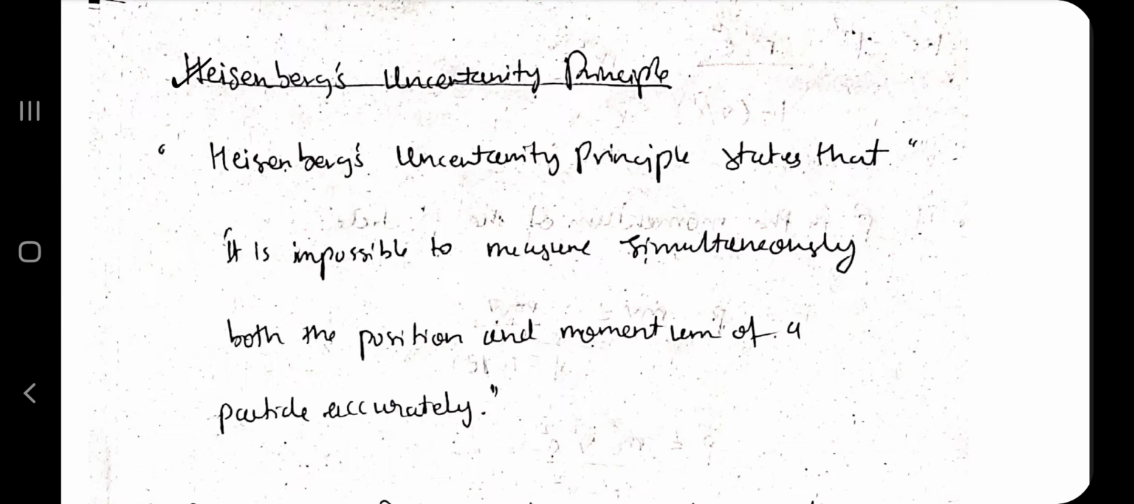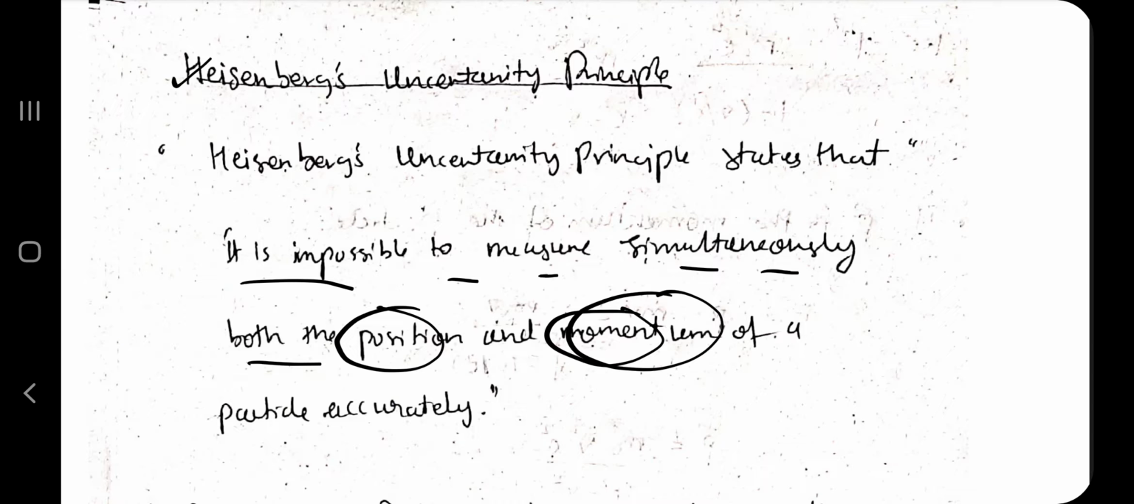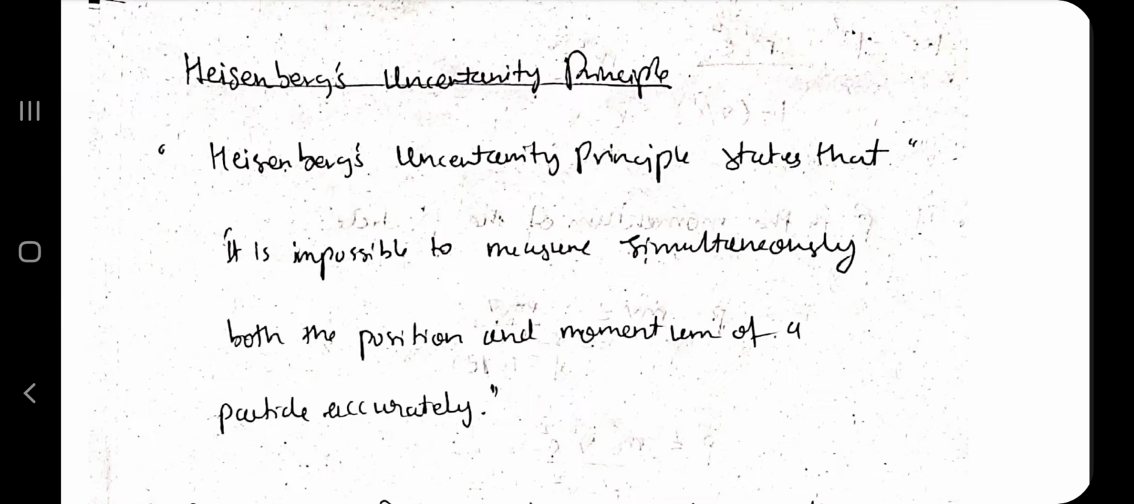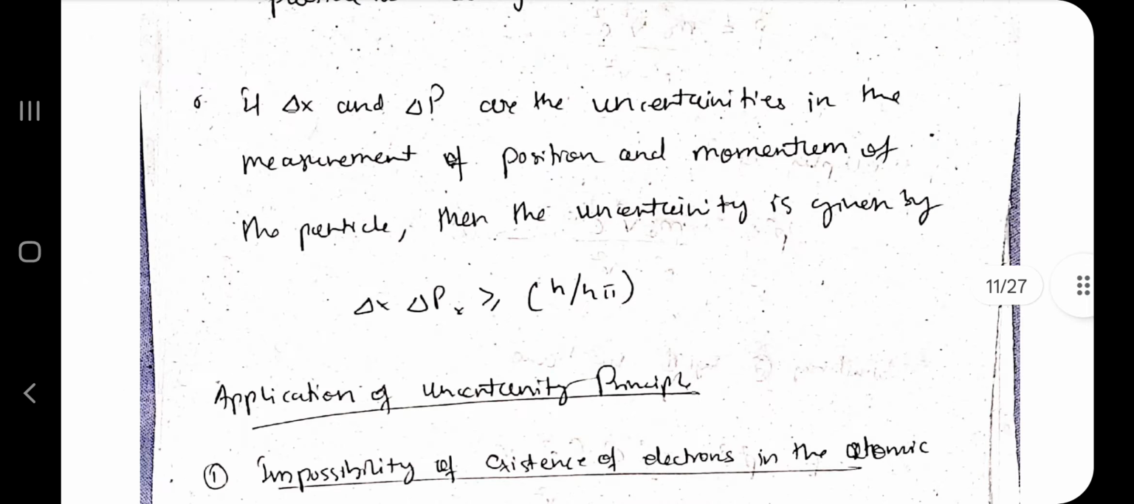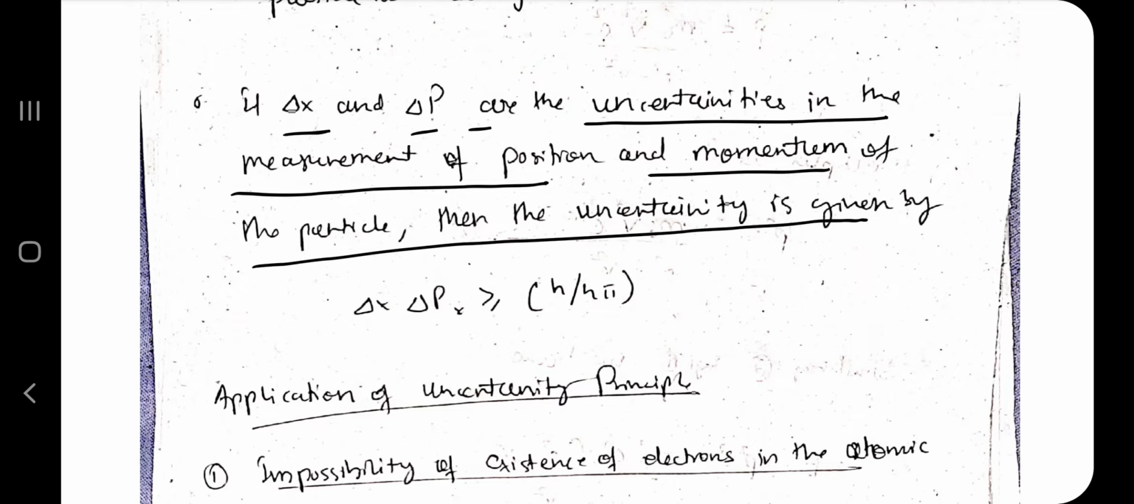The next is Heisenberg's uncertainty principle. It states that it is impossible to measure simultaneously both the position and the momentum of a particle accurately. According to the Heisenberg uncertainty principle, position and momentum can't be measured accurately at the same time. If Δx and Δp are the uncertainties in the measurement of the position and the momentum of the particle, then the uncertainty is given by Δx·Δp ≥ h/4π. This is a constant value.